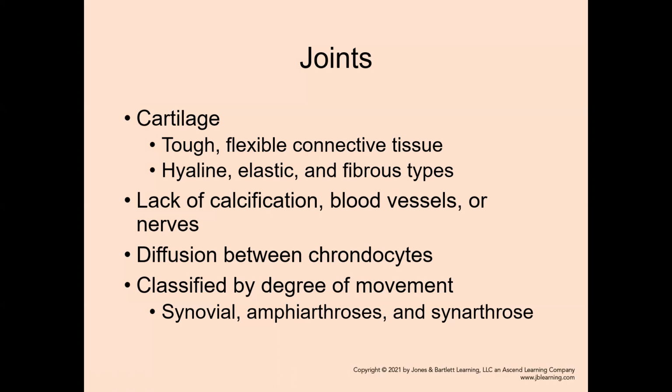Amphiarthroses are slightly movable bones, and examples of that would be the spine and the intervertebral cushions. The inner portion serves as a gel cushion.